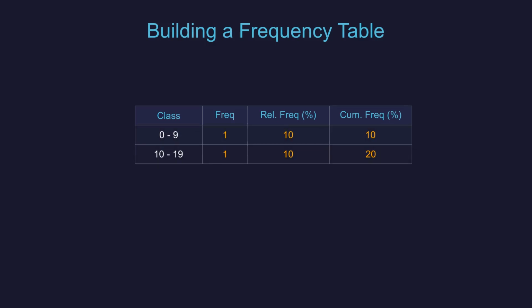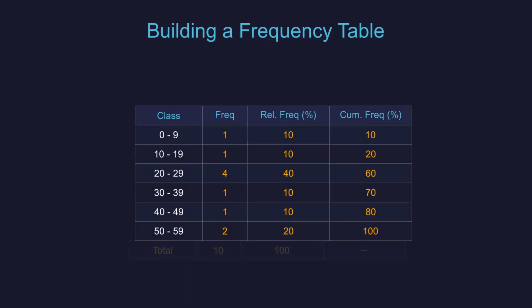The 0 to 9 class has one value, which is 10%. The 20 to 29 class has 4 values, making up 40%. By the time we reach the 20 to 29 class, 60% of our data is accounted for. The 50 to 59 class has 2 values, bringing us to 100%.